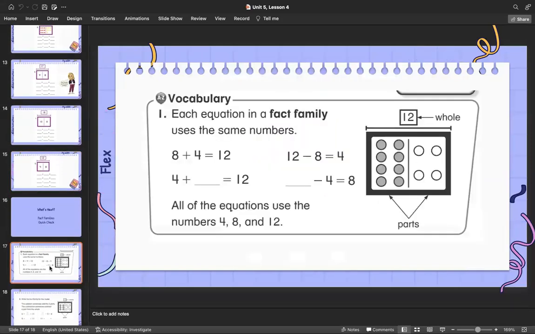Last but not least, you have your flex your brain because we want to make sure that brain keeps on getting stronger and stronger. Pause and work with your learning coach.